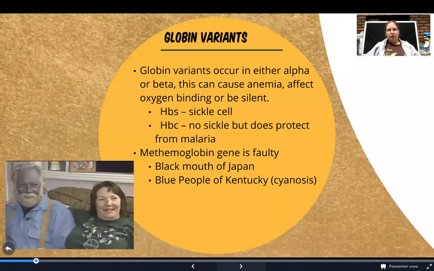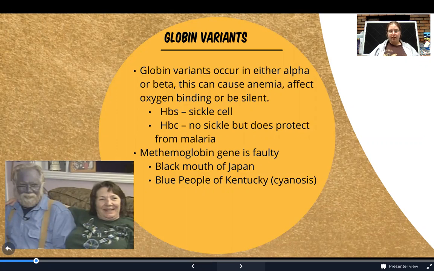Some of the interesting ones are different globin variants. Again, globin as in hemoglobin. So there are different variants that can occur in either the alpha or the beta subunits. And one of the most common symptoms is that it can cause anemia, which means that it can't always carry as much iron. And this can also affect how much oxygen can bind to it, or it can be a silent mutation.